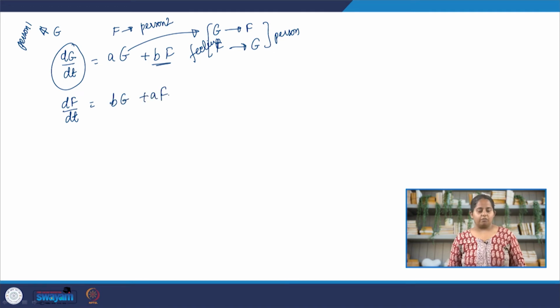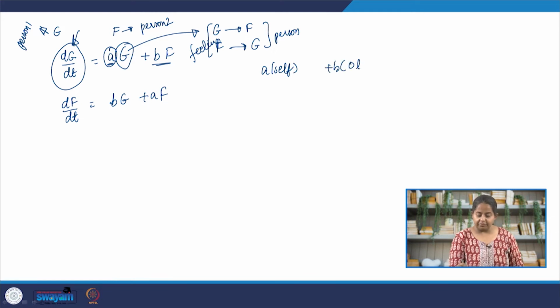Now if you are wondering why I have switched the constants, it is for a very obvious reason. A is a constant that is put before how G's current feelings affect the direction in which G's feelings are moving. So A is a constant for feelings of the self, and B is a constant for feelings of the other, who is a friend in this case, friend or enemy, whatever. So here the self is F and the other is G. That's why I've switched the constants. Okay. So now we have two equations and we are going to solve them.